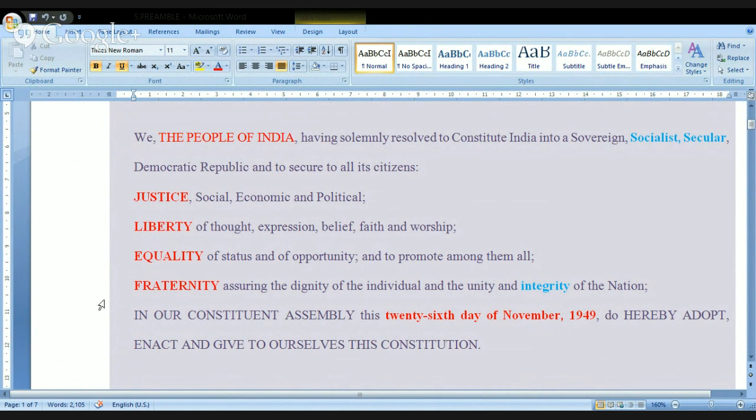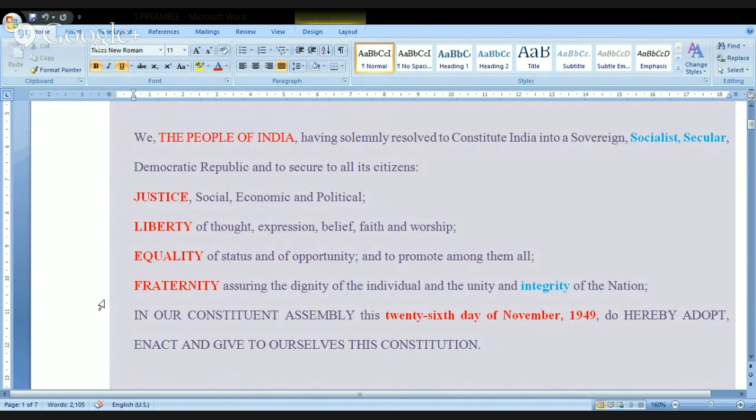And if you look at this first line and the second line, constitute India into a, I gave you 5 words beside this: sovereign, socialist, secular, democratic republic. And out of these 5 words, I changed the color of 2 words here: socialist and secular. Why it is so, we'll try to understand. But kindly pay attention on these areas. So I gave a different color here because something is important.